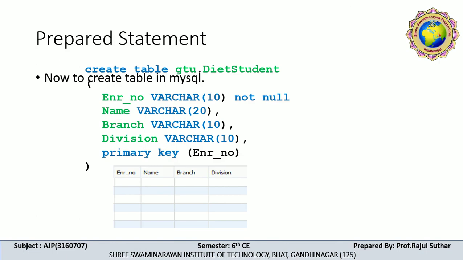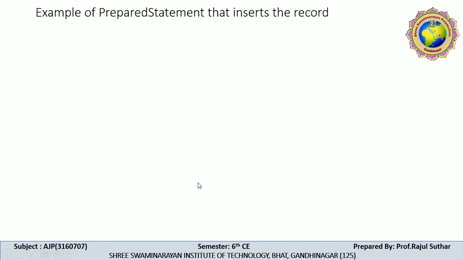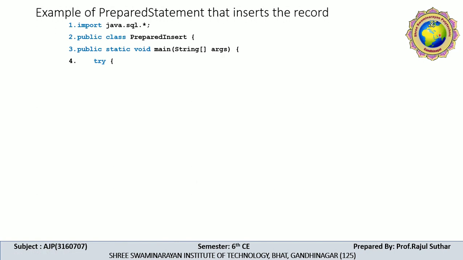So this is the output. Here no entry is available because we are not inserting any record. So the table is created, but there is no entry. Now, an example of a prepared statement that inserts a record.